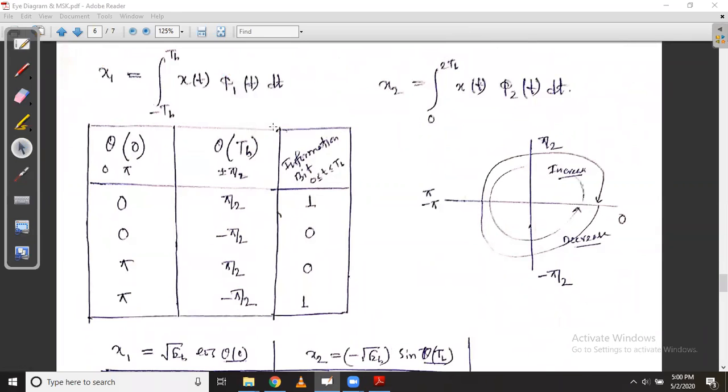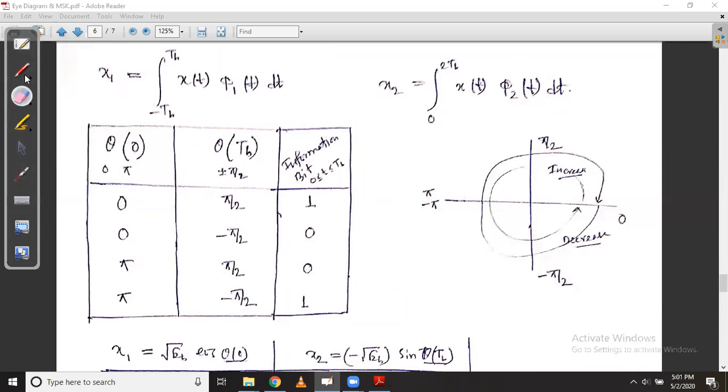Now, after that, we have to draw the constellation diagram. Two main things we have: one is theta 0 and the other is theta Tb. This theta 0 is for 0 and plus pi. That is, this line 0 and plus pi, that means 0 and plus minus pi. And theta Tb is nothing but your plus minus pi by 2.